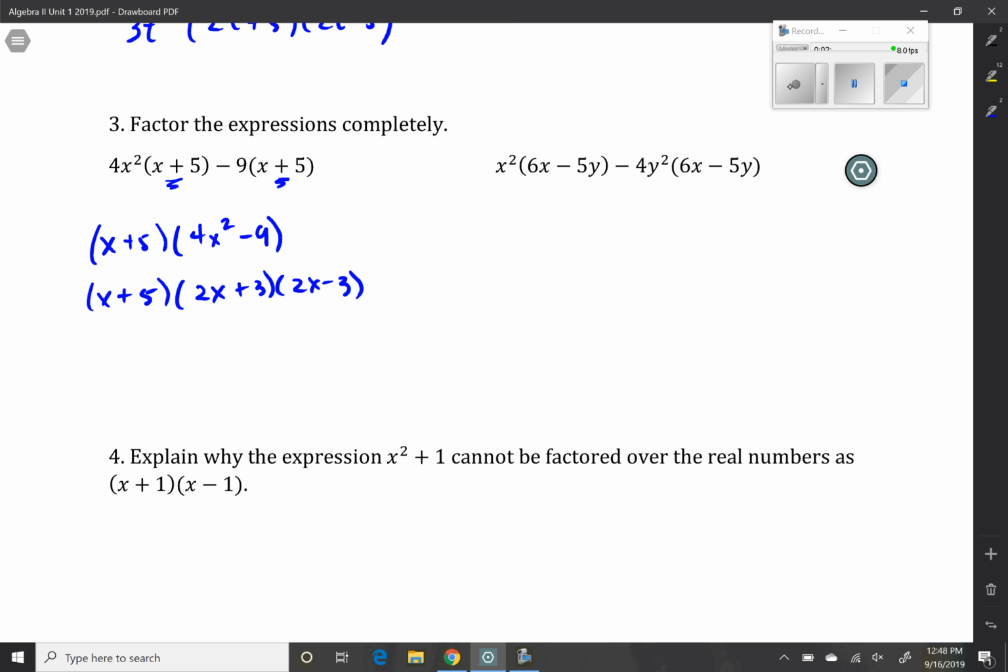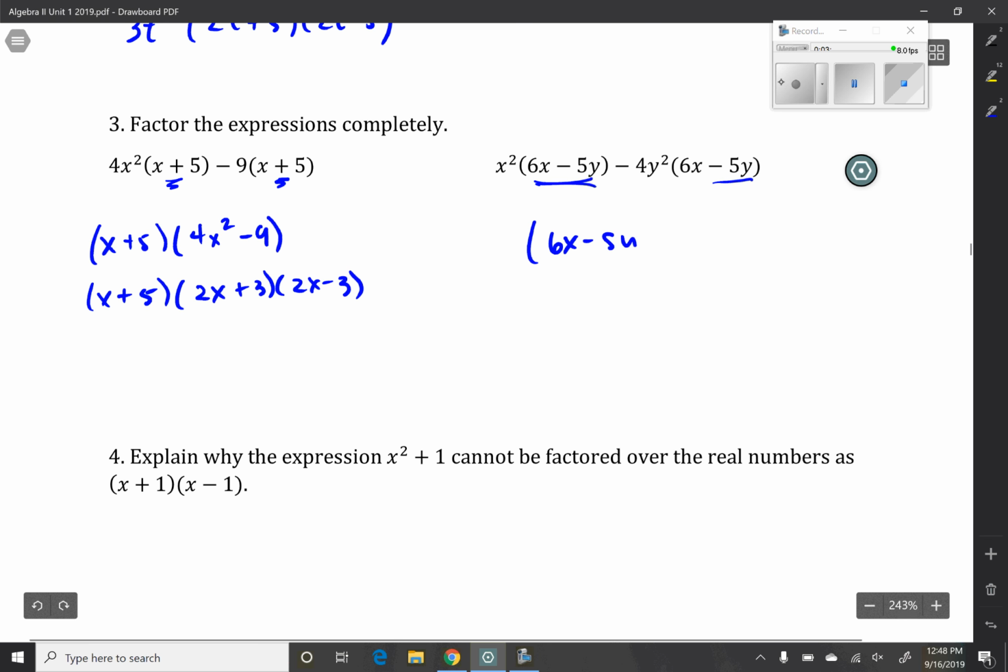Next one, we have a common value here. So because I have the common value there, I can factor out the common expression, and I'm going to be left with x squared minus 4y squared. It's still factorable. Subtraction, perfect squares, even exponents, all the things we're looking for. So we have x plus 2y and x minus 2y.